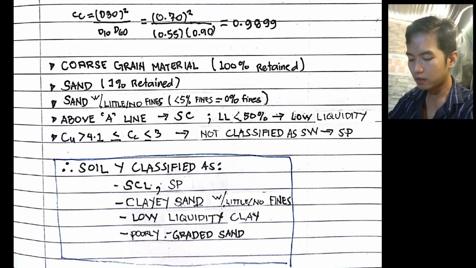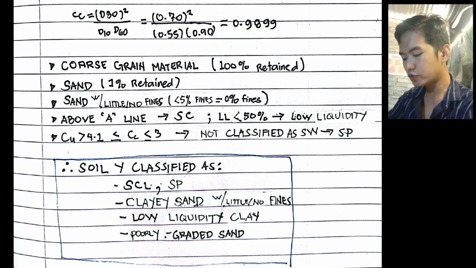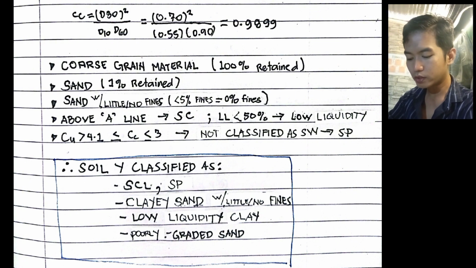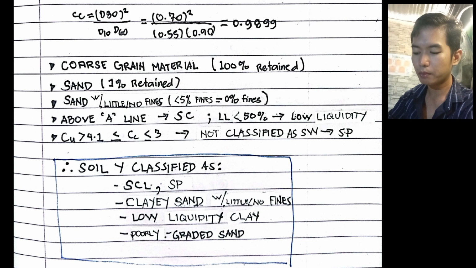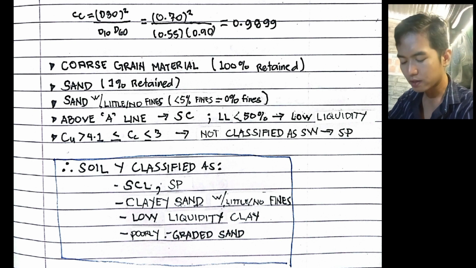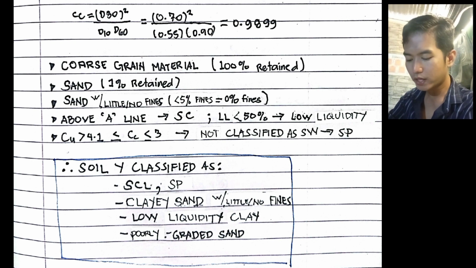So categorizing the soil, first it is a coarse grained material because 100% is retained. Next, it is sand because only 1% is retained on sieve number 4. In the coarse grained material, 100% is retained on sieve number 200. So next, it is sand with little or no fines, because the fines are less than 5%, and on sieve number 200 it is 0% fines.